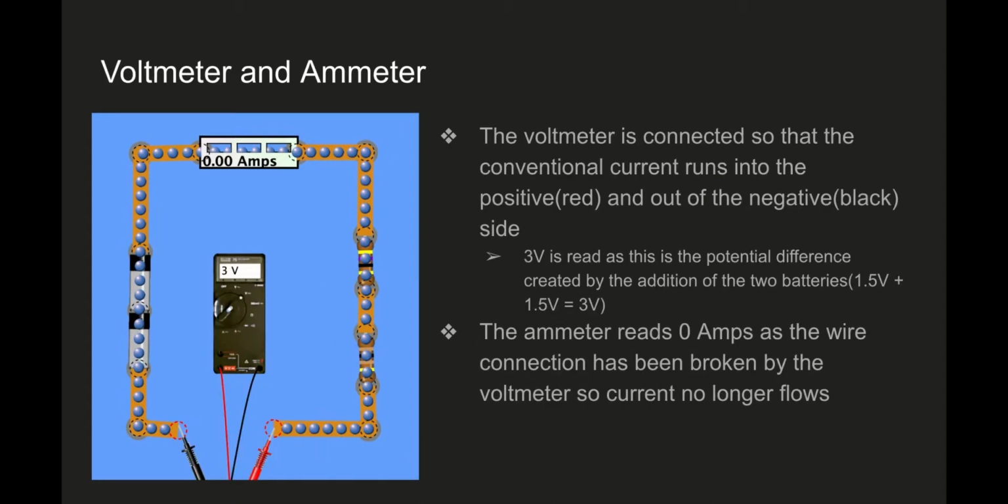So when placing a voltmeter in between two different points, 3 volts is found, as that's the difference between the positive and negative side of the wire between the two batteries, adding together their voltage. And the ammeter reads 0 amps because the wire connection has been broken, so current no longer flows.